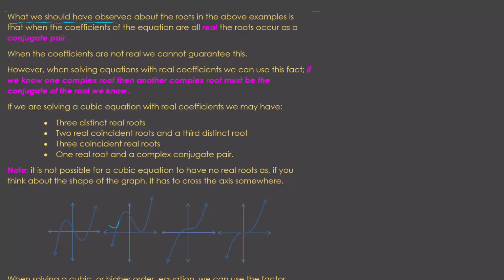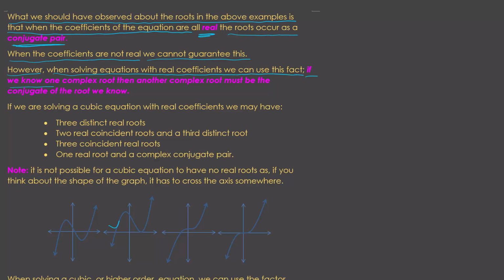What we should have observed about the roots in the above examples, that's the examples that preceded this note, is that when the coefficients of the equation are all real, the roots occur as a conjugate pair. That's, of course, any complex roots we have. When the coefficients are not real, we cannot guarantee this. However, when solving equations with real coefficients, we can use this fact.